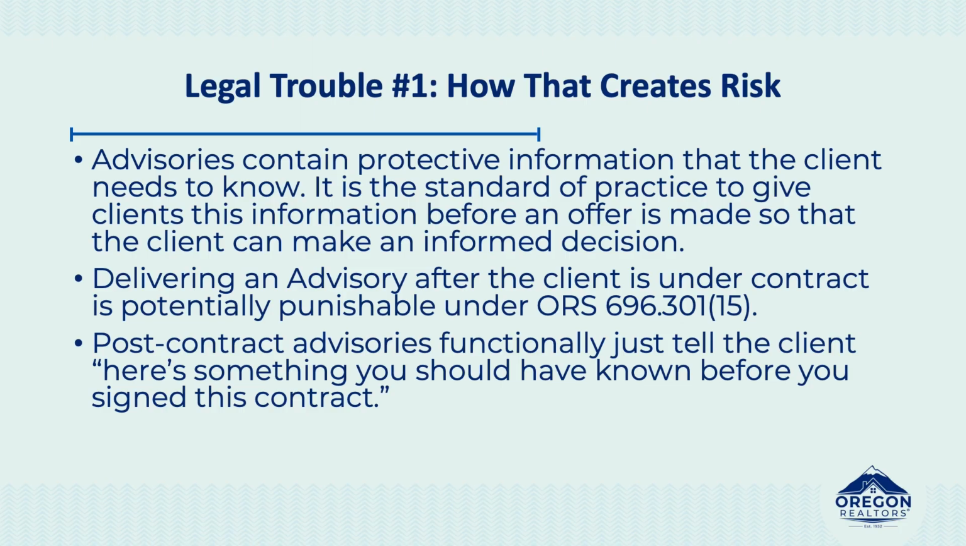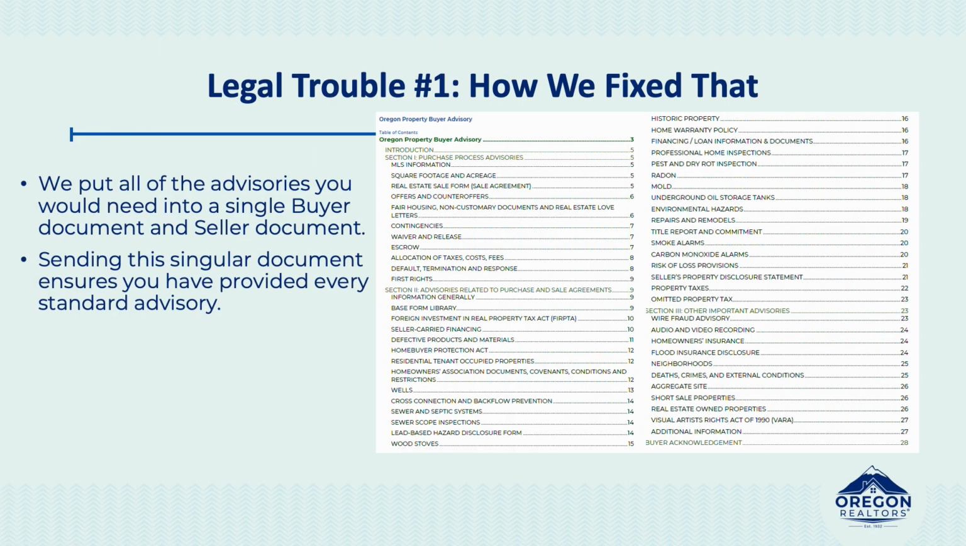But nonetheless, having advisories spread amongst a dozen or more documents just creates the added risk that someone accidentally does not provide all the advisories they needed to because they were trying to cut out extra paperwork. If you're telling a client something in an advisory after they're under contract, you're essentially saying, here's some stuff I wish you had known before you accepted the contract, and that's really not good for you. So post-contract advising is bad, and forgetting an advisory means you may be stuck with having to do some post-contract advising. And we don't encourage that. So what we did in the Oregon Realtors Library is we put all the advisories in one single document.